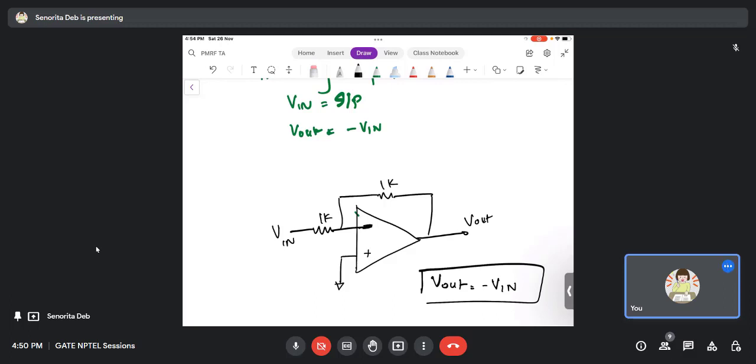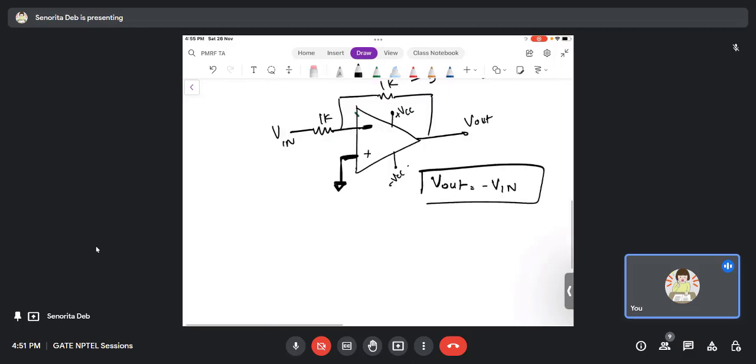Great. This will only happen if you have the rails as plus VCC to minus VCC. Why? Because we had seen that the op-amp output will be limited to its rails. If my rail goes from minus VCC, minus 5 volts, to plus 5 volts, this is what my output will be restricted to. If Vin is going negative, I should have that room for negative voltage. The ground which I connect to it is nothing but a reference.